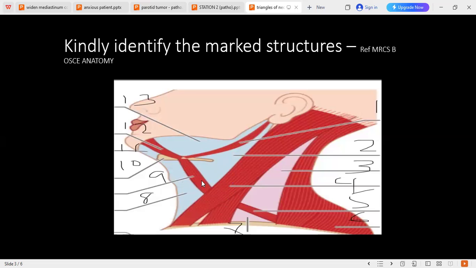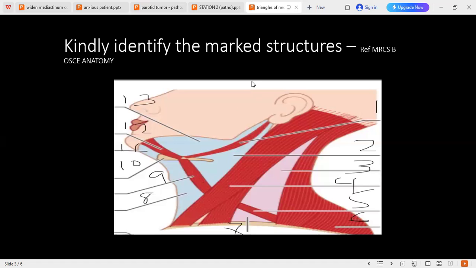The carotid triangle is formed by the superior belly of omohyoid on the inferior side, the anterior border of sternocleidomastoid on the posterior side, and the posterior belly of the digastric muscle. What are the contents of the carotid triangle? Contents are internal carotid artery and internal jugular vein.